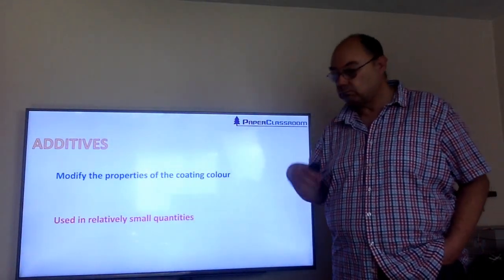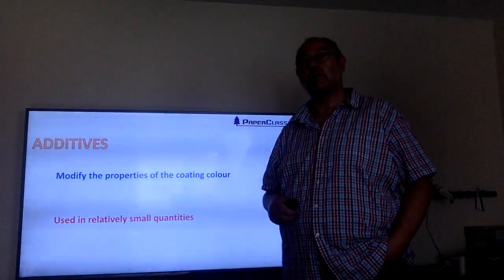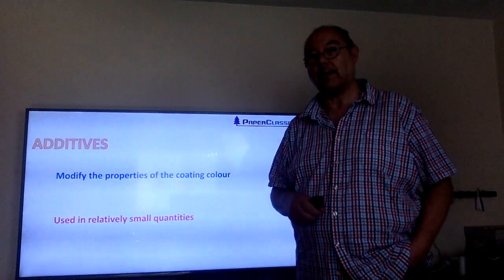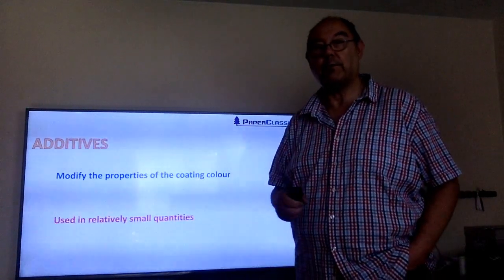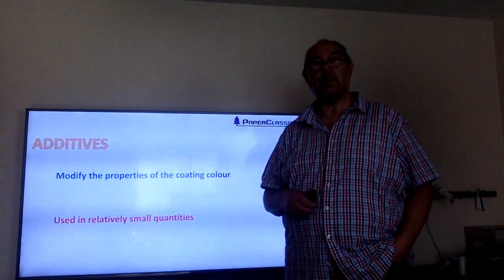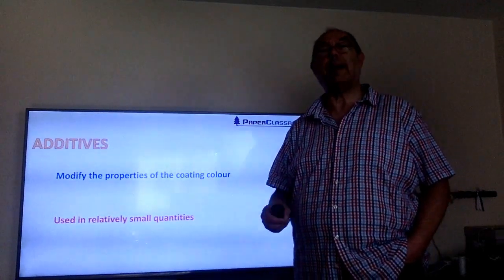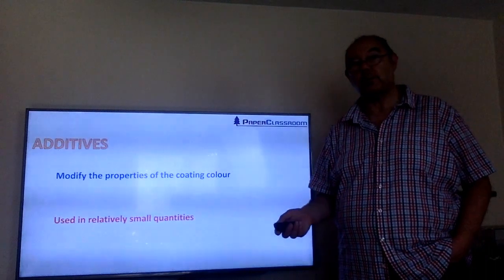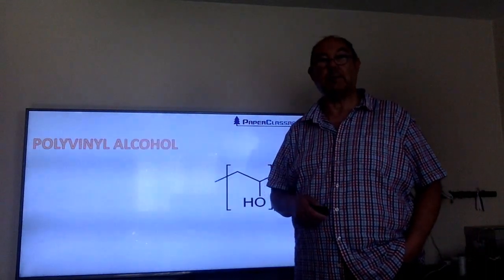Whereas we're adding 100 parts of pigment, maybe anywhere from 8 to 15 parts, or 8 to 20 parts of binder, we're only adding maybe 0.1, 0.2, maybe 1 part of additives. So it's very small quantities, but they make the difference between an average coating and a good coating.